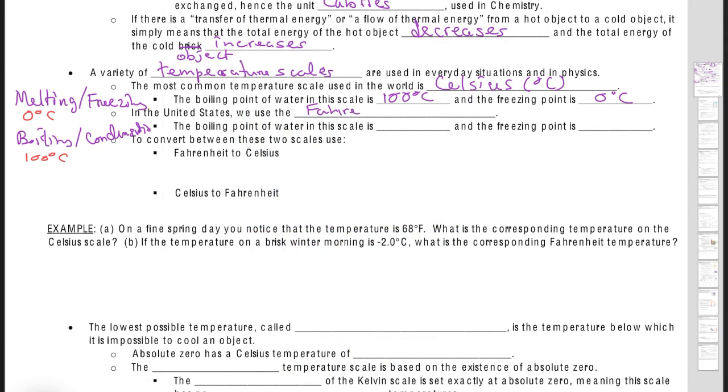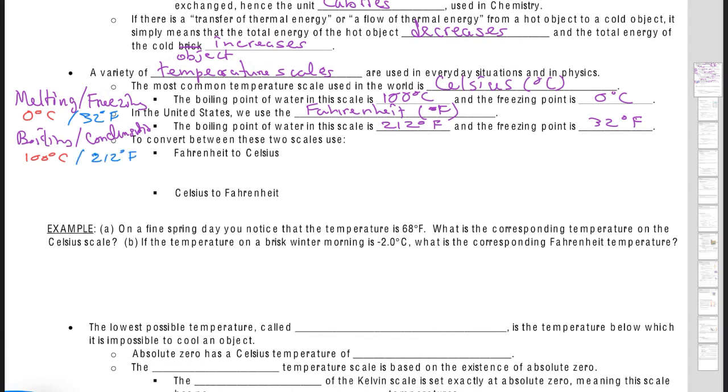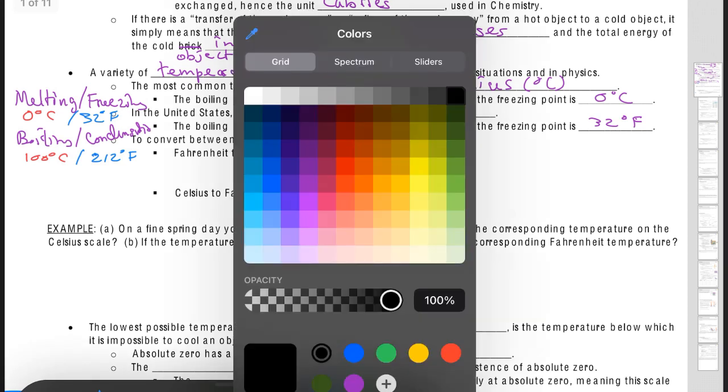Okay. Now, in the United States, of course, we've got to be just a little bit different. We use what is called the Fahrenheit scale. And yes, they're actually named after people. I believe they were both German, or at least Central European, Germany, Austria, somewhere in there. Okay, so the boiling point in this scale is 212 degrees Fahrenheit, and the freezing or melting point is 32 degrees. So in Fahrenheit, the melting freezing point is 32. In Fahrenheit, the boiling or condensing point is 212.